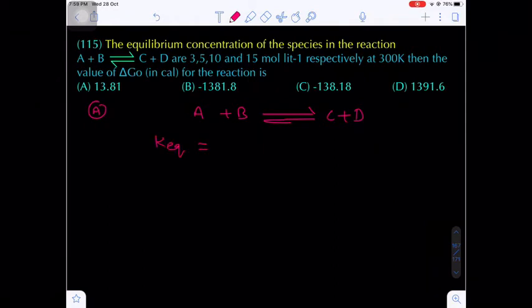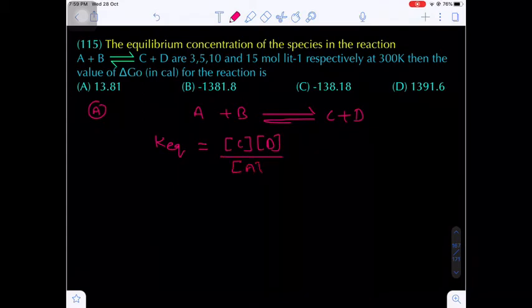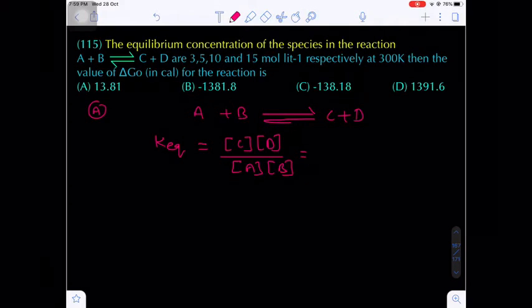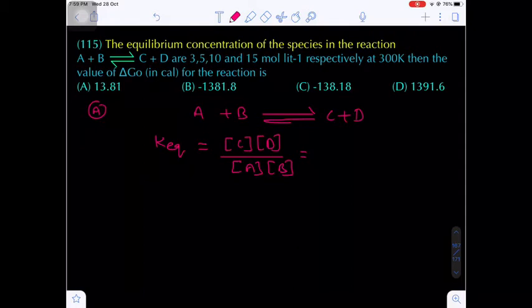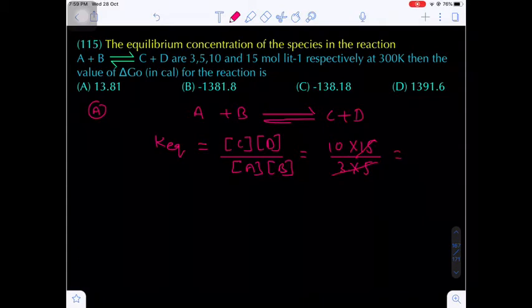How to find the equilibrium constant? It is the product of the concentrations of the products divided by the product of the concentrations of the reactants at equilibrium. The concentrations of C and D at equilibrium are 10 and 15. The concentrations of reactants A and B are 3 and 5. So 15 gets cancelled, and K equilibrium value is 10.